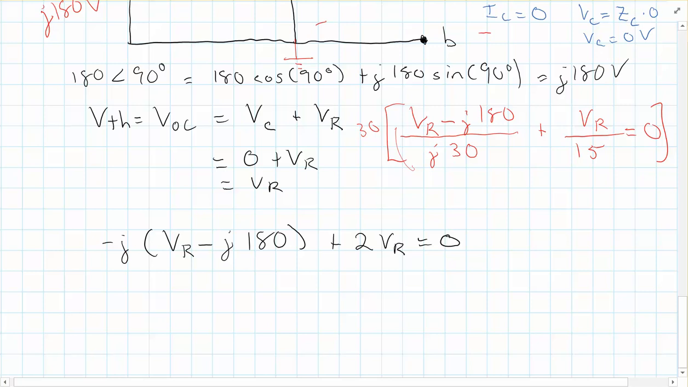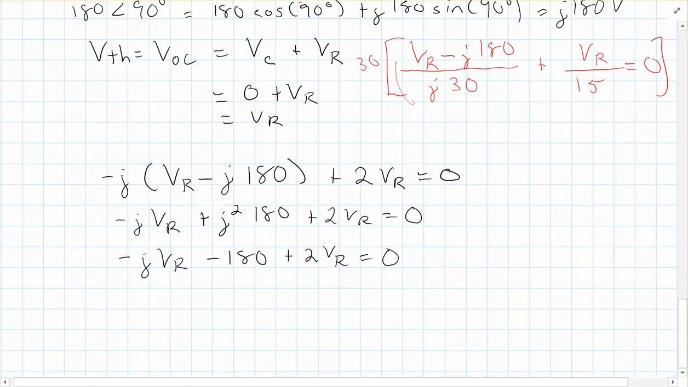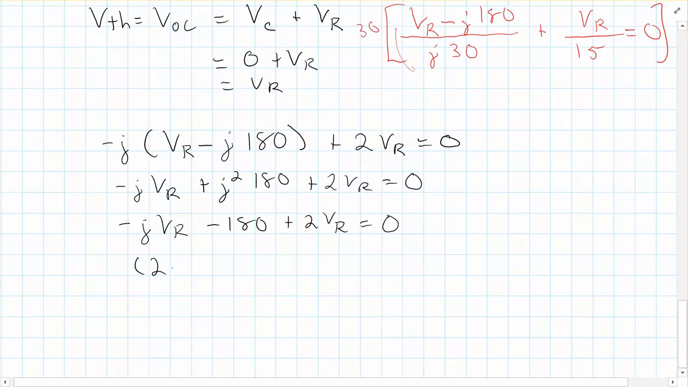And so what would we wind up here with? Well, we would wind up with negative j VR, and I sometimes skip this next step, but especially if you're wanting to be careful with your complex numbers, I'd have negative j times VR plus j squared 180, but j squared is negative 1, so you'd have negative j VR minus 180 plus 2 VR is equal to 0. So we'd wind up with 2 minus j times the voltage across the resistor is equal to 180.